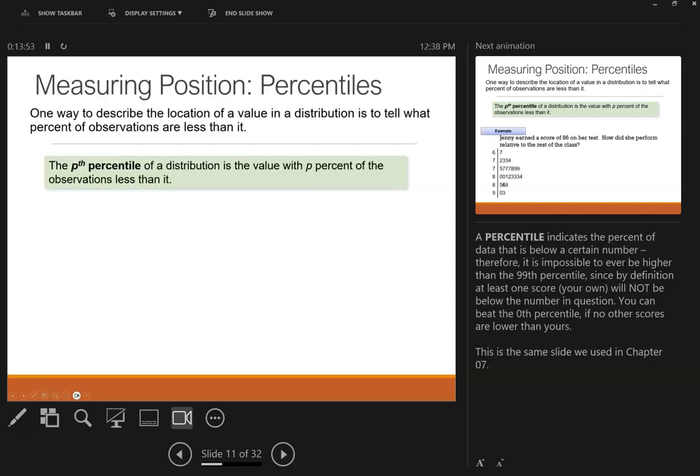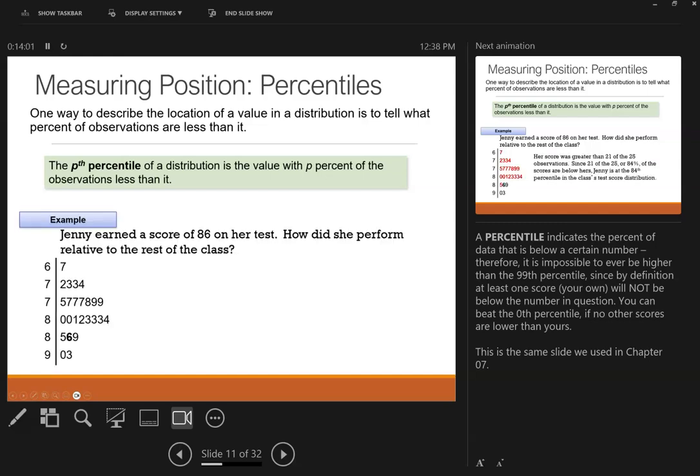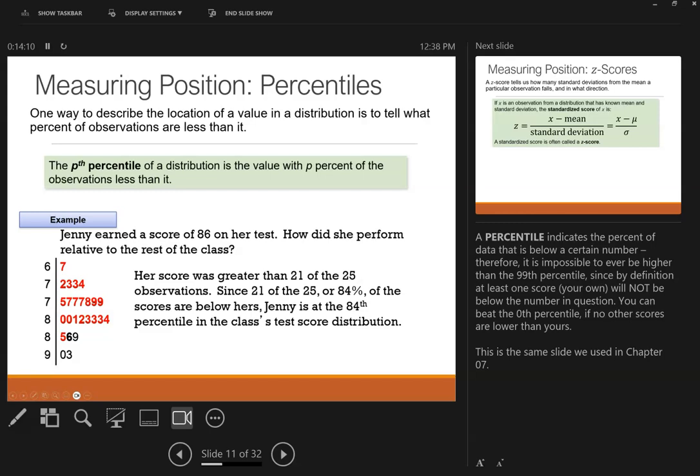Okay. Going back, if we want to talk about percentiles, remember we talked about this earlier this semester. So let's say Jenny got an 86 on her test. How did she perform relative to the rest of her class? Well, if I count up Jenny's class, she scored better than 21 of the 25 students. So her percentile rank would be 21 out of 25, or 84%.